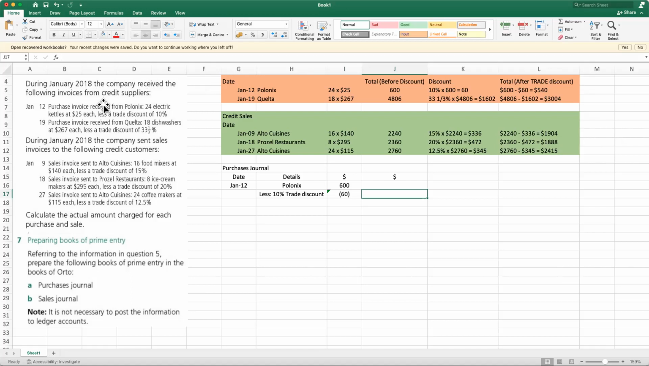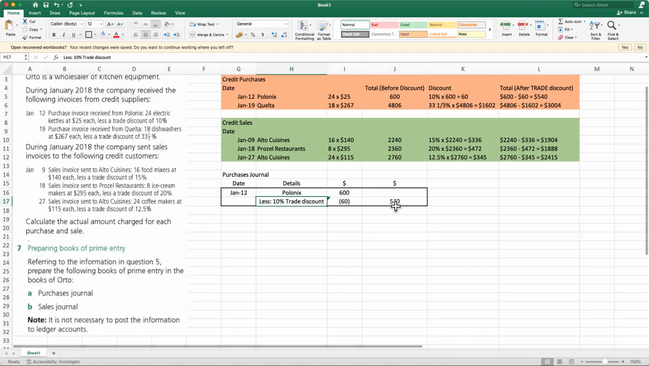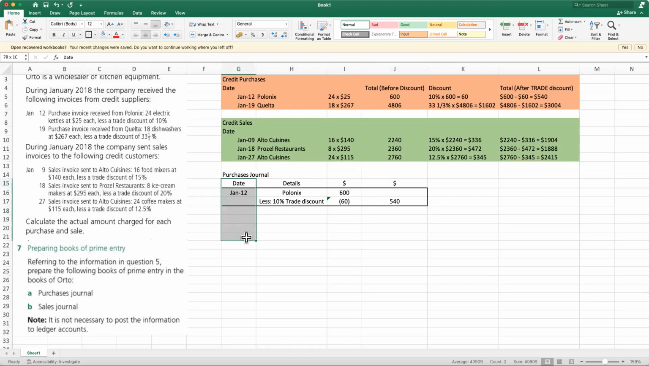Then after that, 600, it goes down this way. 600 minus 60, and then the amount, we're going to put it here. I'm just going to underline here to show that there's a calculation. And then I'm going to put 540. So this is after your trade discount has been deducted, you get 540. So this is the first one that you have to do for Polonix. I'm just going to draw in the box. So this is one transaction done for Polonix. If you want to skip a line and do the next transaction, you are welcome to.